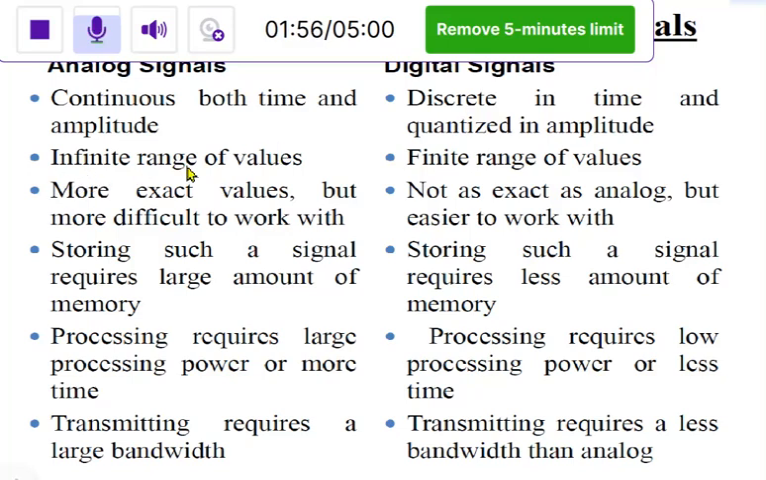This point is the infinite range of values and finite range of values. Range of values means, in bits we are going to use 0 and 1 only, right? So range of values means how many zeros and how many ones there will be. That is nothing but range. Here it is an infinite range of values, here it's finite. This is the second point. Next, more exact values, and here not exact values.